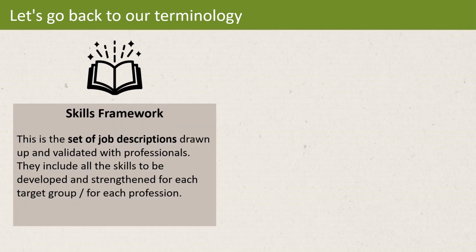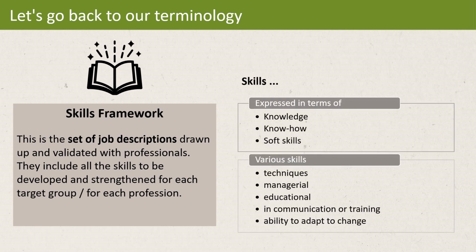We can see that the skills framework is a set of job descriptions that have been written up and validated by professionals, and they include all the skills to be developed and reinforced for each target group and each profession. We talk about skills expressed in terms of knowledge, know-how, meaning operational skills and soft skills, meaning behavior, attitudes. There are different types of skills: technical, managerial, pedagogical, communication and training skills, as well as the ability to adapt to changes in the market or operational context.